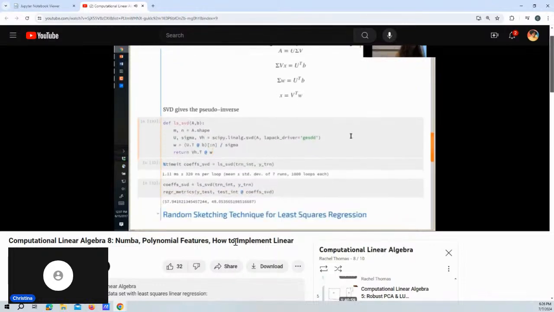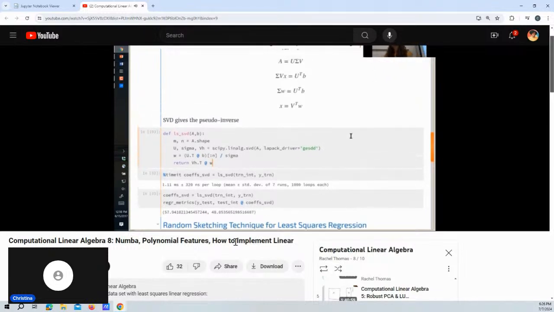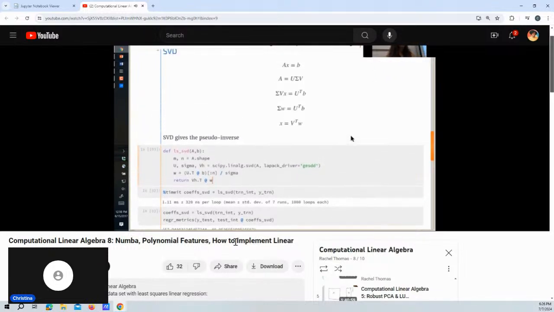Yeah, some people are noticing that this is much slower. We've gone from microseconds to milliseconds, which is a 1,000 times difference. Any questions about the equations, or how we solved this?